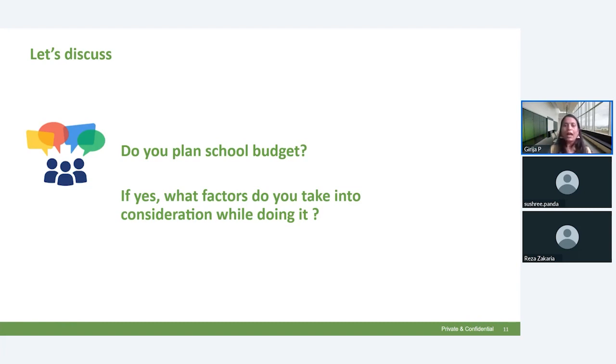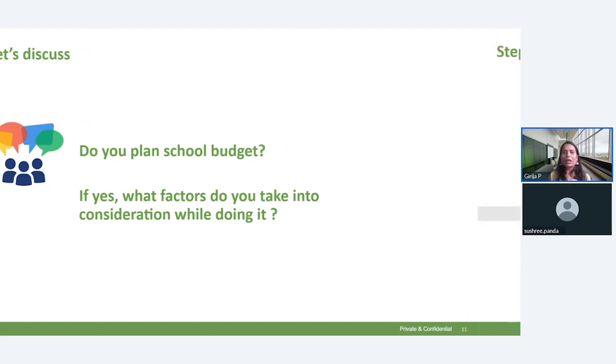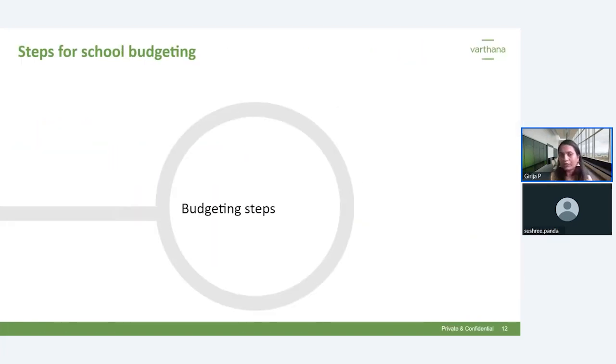And let's move ahead and see, though you're already doing it, what are the other factors and other things you can consider when you are doing the budgeting, how you can approach the budgeting steps, and what tools you can use. First is examining expenditure and revenue. As you have said, when you're doing the budgeting, you do pay attention to the expenditure and revenue. It is one of the most important aspects and steps of school budgeting.